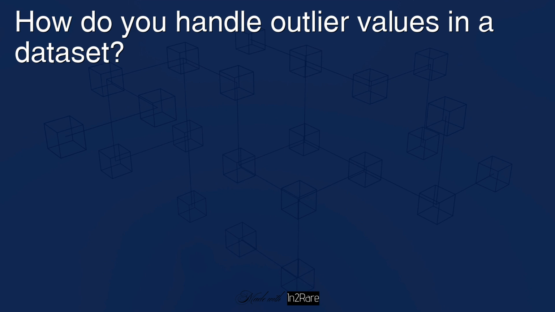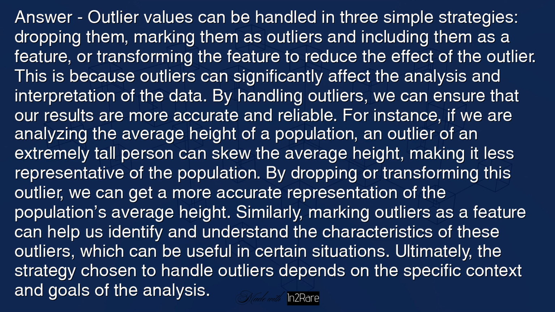How would you handle outlier values in a dataset? Answer: outlier values can be handled in 3 simple strategies: dropping them, marking them as outliers and including them as a feature, or transforming the feature to reduce the effect of the outlier. This is because outliers can significantly affect the analysis and interpretation of the data. By handling outliers, we can ensure that our results are more accurate and reliable.